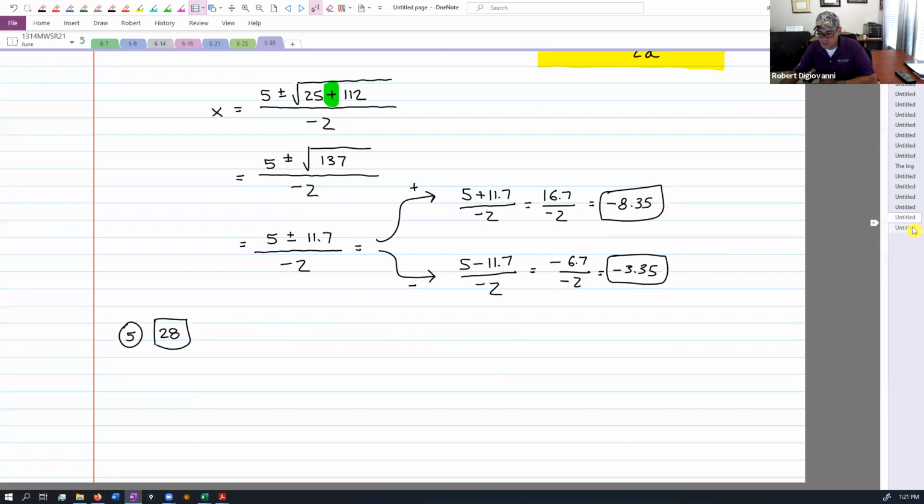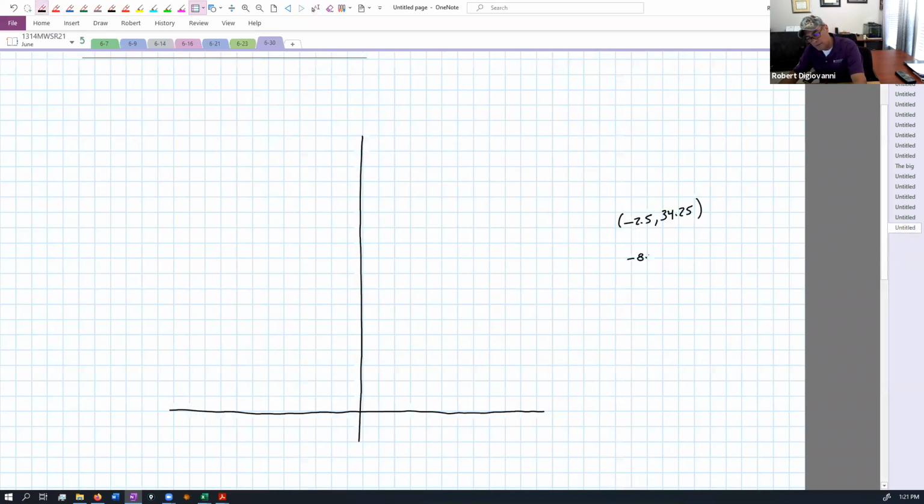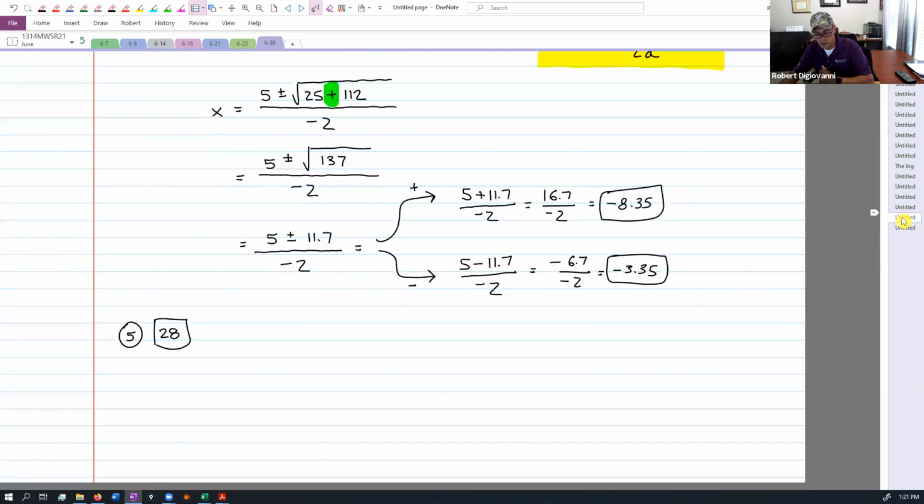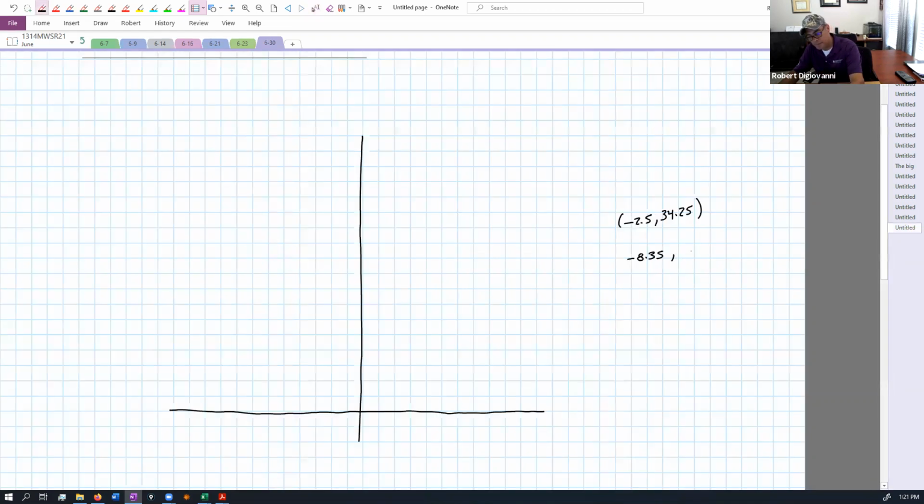The x-intercepts were -8.35 and -3.35. Those are my x-intercepts. My y-intercept was 28. This is my vertex. All right, so this is going to be kind of a pain to graph. I think I'll count by 2s going up.